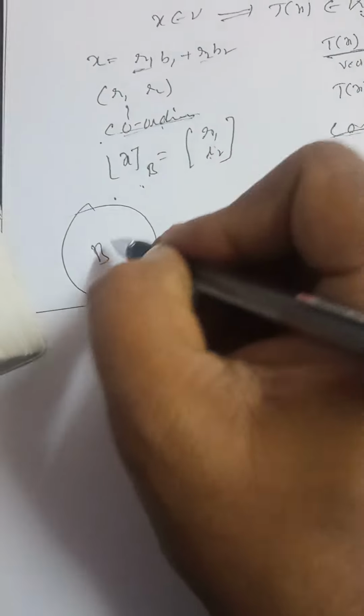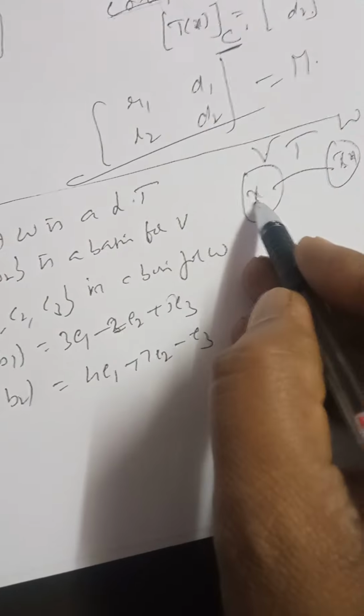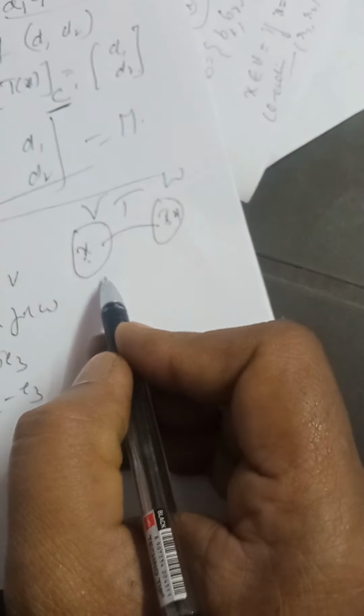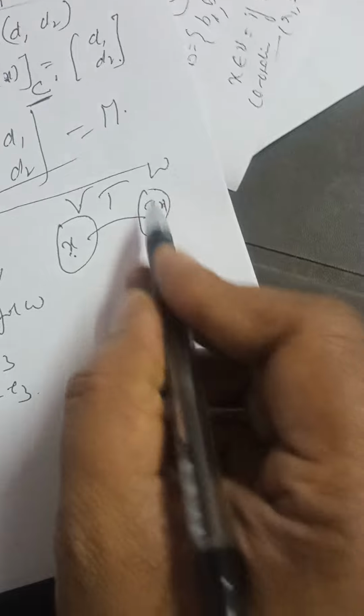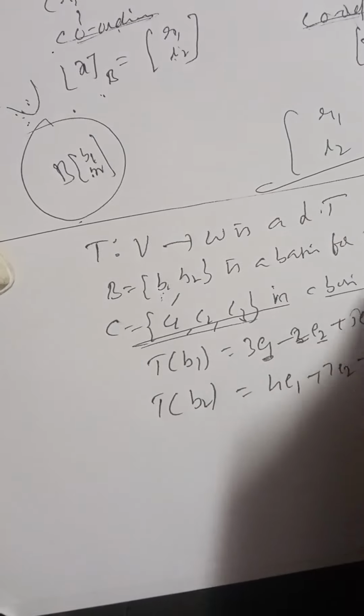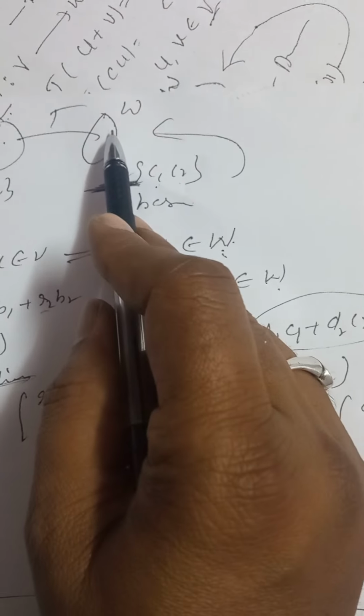Basis for V means B1, B2 is a subset of V, no? B1 is an element in V, no? If B1 is an element in V, then its image is in W. Now similarly X is in V, T of X is in W, right? If B1 is an element in V, T of B1 is in W. Now T of B1 is given. What are E1, E2, E3? These are the basis for W, right? I told you here T of X is an element in W.